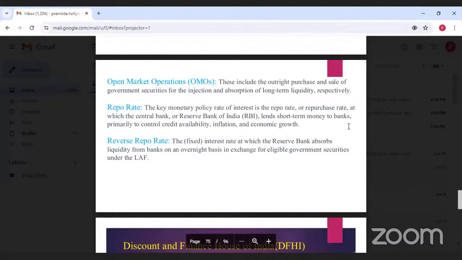Then the next one is repo rate. Repo rate, you call it. This is the rate at which the central bank lends money to the commercial banks. That means the rate of interest that they charge commercial banks at the time of lending short-term loans, to control credit availability and inflation conditions in the country. This is the rate the RBI uses. Then we have the reverse repo rate.